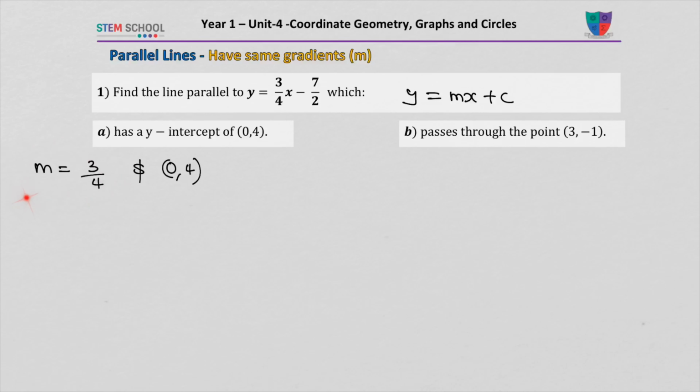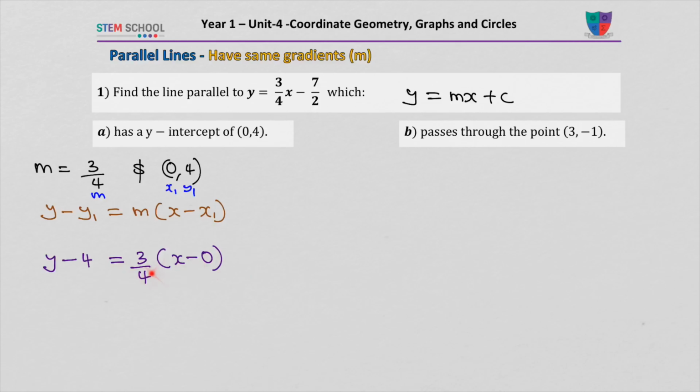Okay, since we have one gradient and one coordinate, there's an obvious equation to use here, and that equation is y minus y1 equals m into bracket x minus x1, where my x1 is that, and that's my y1. This is my m. I'm going to plug in those values into this equation. And that becomes y minus 4 equals 3 over 4 into bracket x minus 0.